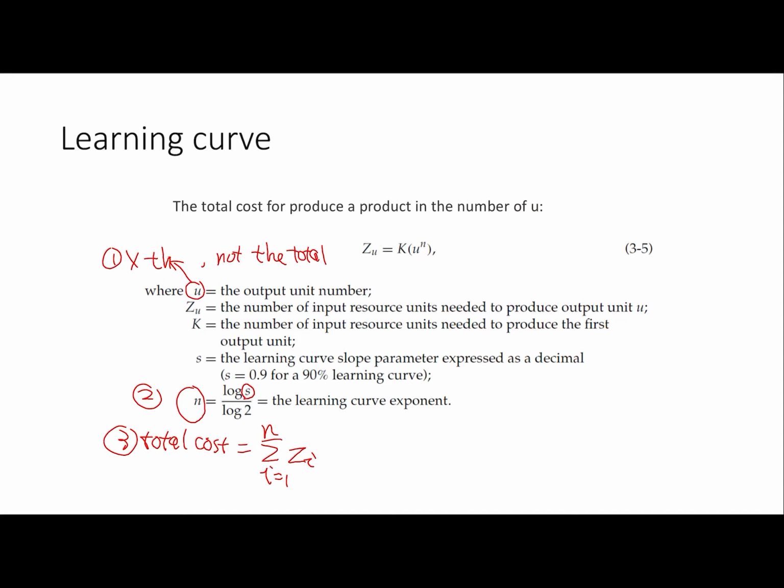And then you need to know the n. So u to the power of n, okay? The n is log s over log 2, and the s is the learning rate, okay? So don't use s directly. You have to do this second calculation to calculate the n. That's the power of the u, okay?